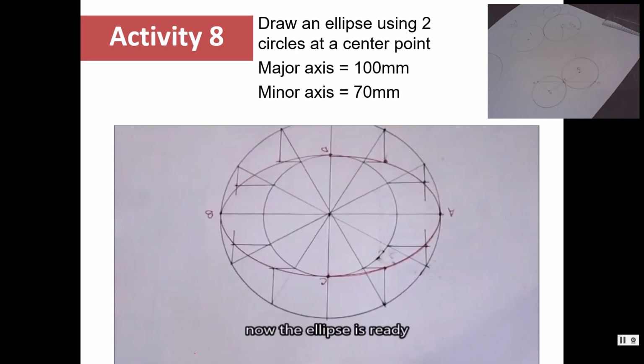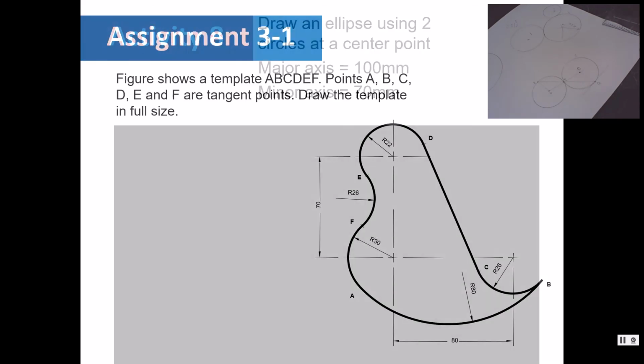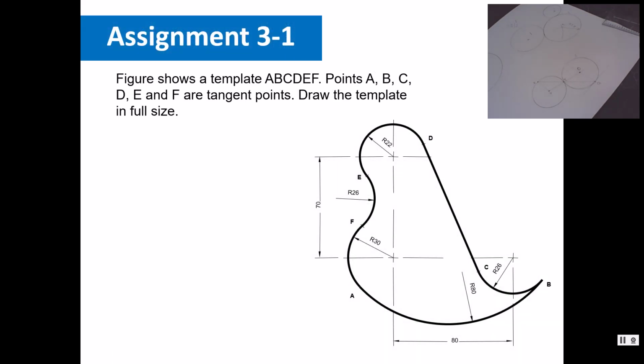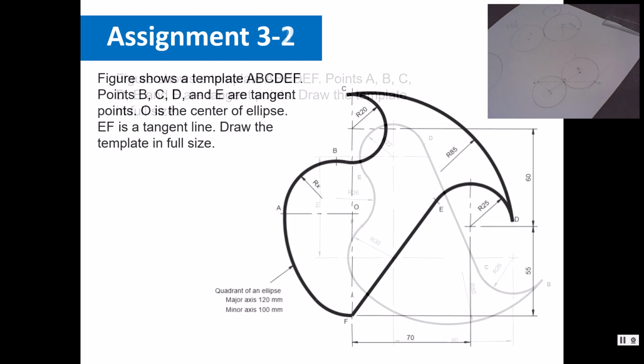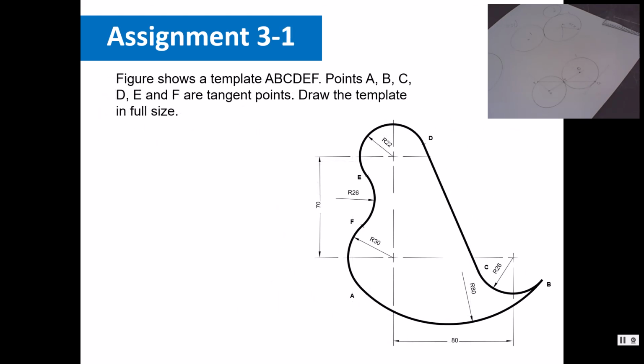I really hope that you're going to also do this activity. And besides that, I also have an assignment to give to you. We have two assignments, assignment 3.1 and 3.2, in which in this figure there are a few techniques that you need to incorporate in order for you to draw this figure according to the geometric construction that we have learned in lab 1 and lab 2. So I really hope that you're going to do all the assignments and submit to me next week.